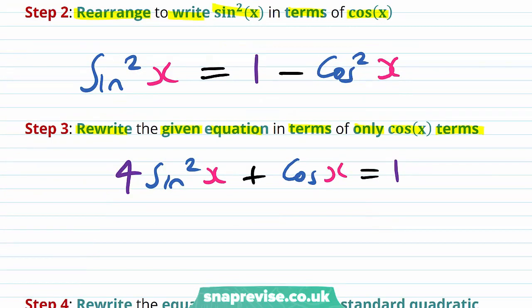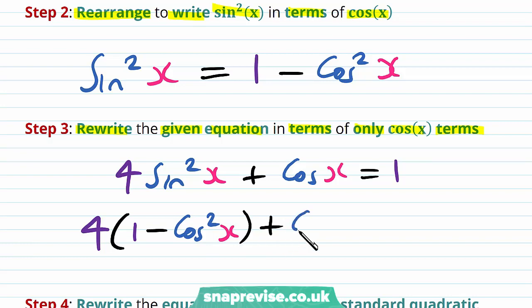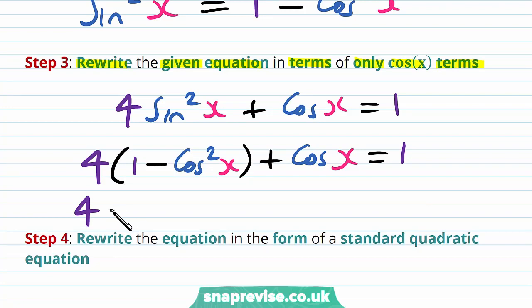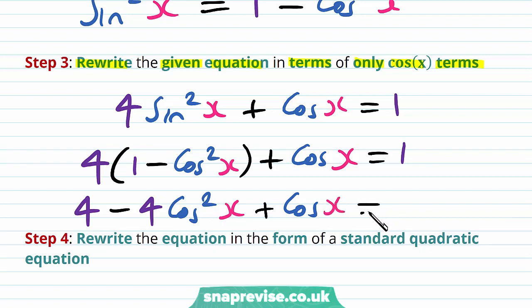And therefore by substituting we get 4 lots of the sine squared of x, which is 1 minus cos squared of x, and then plus cos of x, and then we have that equal to 1. We can expand out to get that 4 minus 4 lots of cos squared of x plus cos of x is equal to 1. Now this is an equation only in terms of cos of x.